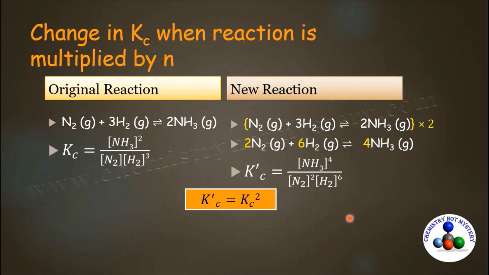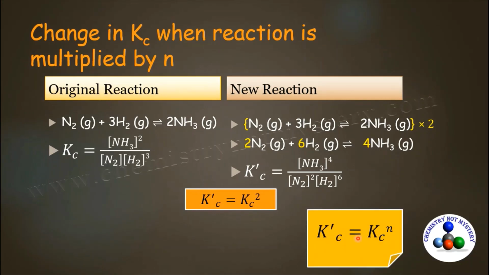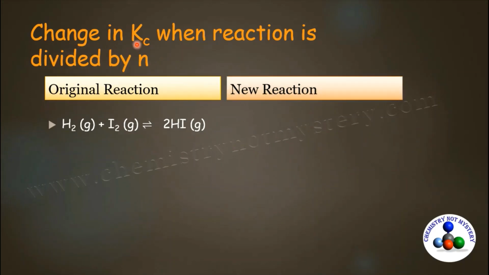So you will get the general formula. Kc dash will be equal to Kc raised to the power n when you multiply the reaction by some factor n. As here we have multiplied the original equation by 2, so new Kc dash will be the square of old Kc. Now see what will happen to Kc when the reaction is divided by some factor n.